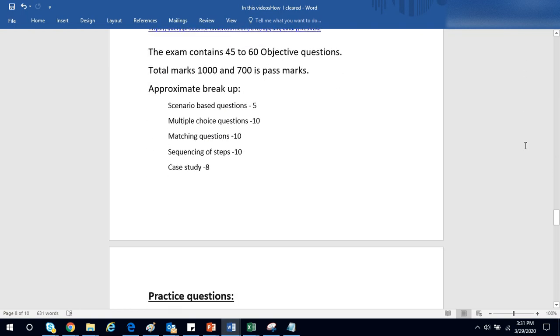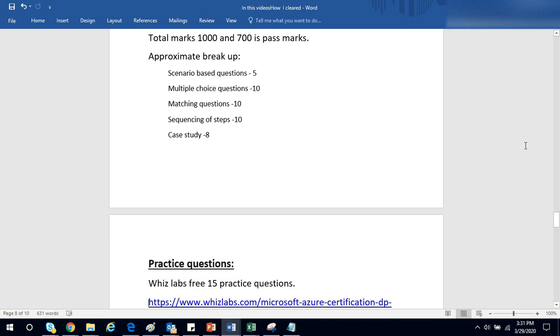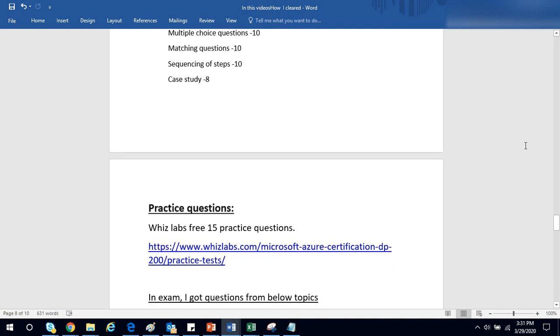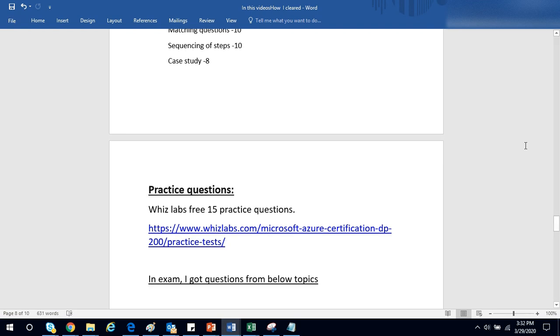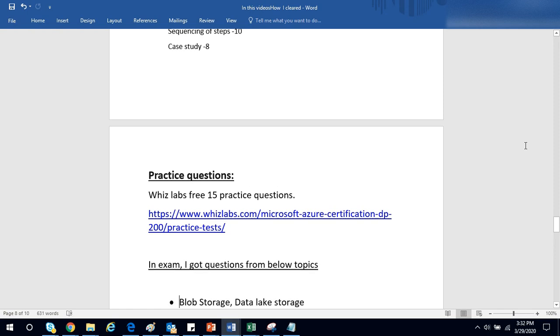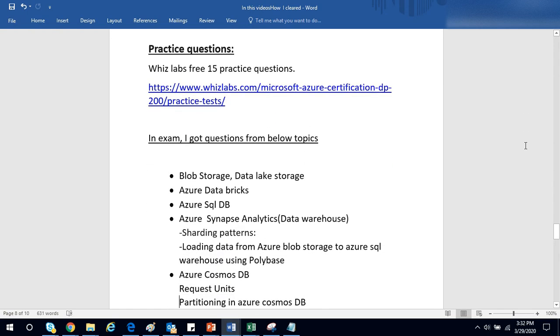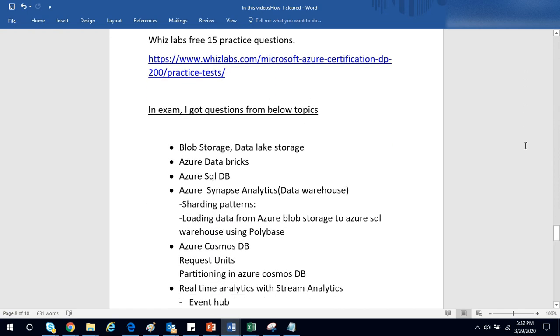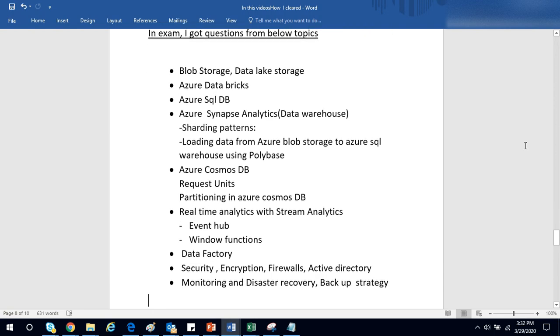There are around 5 scenario-based questions. There are around 10 multiple choice questions. And there are around 10 matching questions. And also sequencing of steps. If you want to design or architect a solution, you need to sequence the steps. There are around 10 such questions, and there are around 8 questions about the case study. You will get around 15 free practice questions on the VCE Lab website. You can practice all those questions.